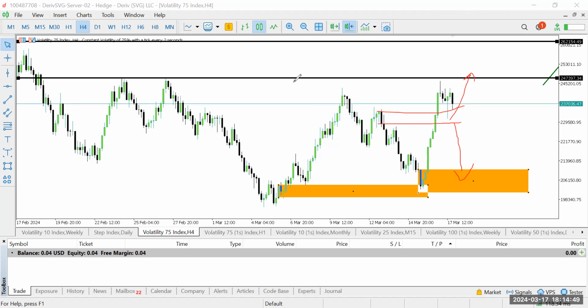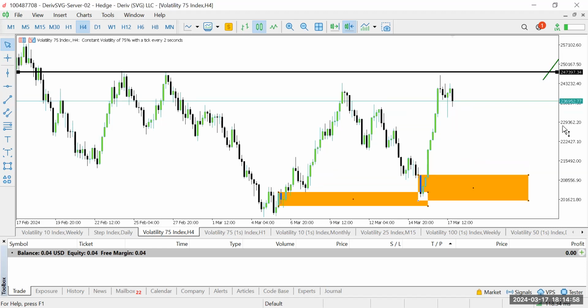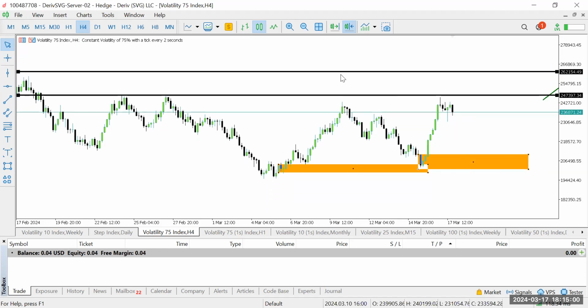So this has been my take on the 75 in the upcoming week and days till the end of March, thereabouts. I'll be more bullish on this particular asset.